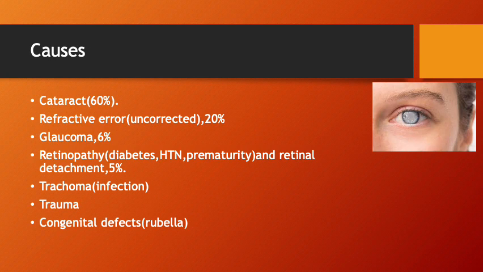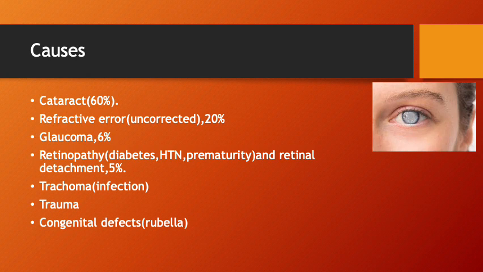Coming to the causes of blindness, the most common cause is cataract, which means opacity of the lens. It contributes to 60% of the cases of blindness. After this, we have uncorrected refractive errors, which contribute to 20% of the causes of blindness. Followed by this, we have glaucoma, which is responsible for 6% of cases of blindness. Then we have retinopathy, which can be due to diabetes, hypertension, and prematurity. And then we have retinal detachment. Retinal causes are responsible for 5% of the cases of blindness.